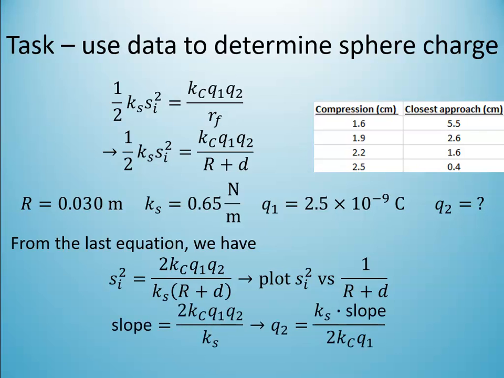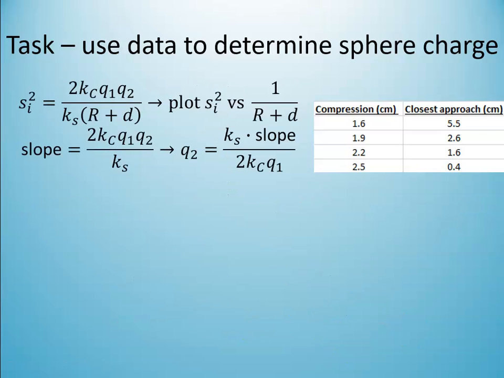I need additional columns. So remember that at the end of the day, we want to get Q2 by itself. We're asked for what the charge is on the Van de Graaff generator. That's the unknown charge. So solving for Q2 upon recognizing that everything that's multiplying our 1 over R plus d is the slope. We have slope is this stuff, so therefore Q2 is spring k times slope divided by 2q1 times Coulomb k. So I need to make new columns.